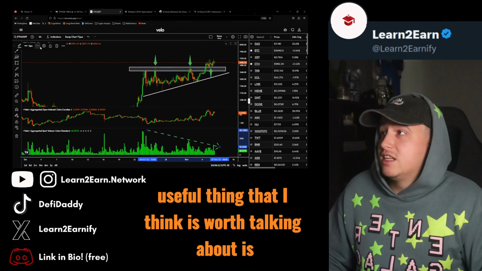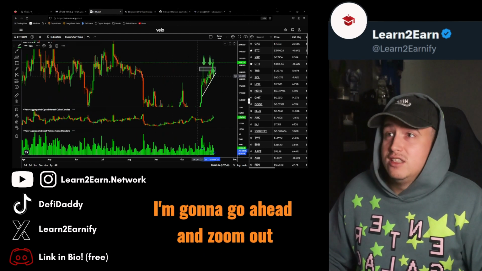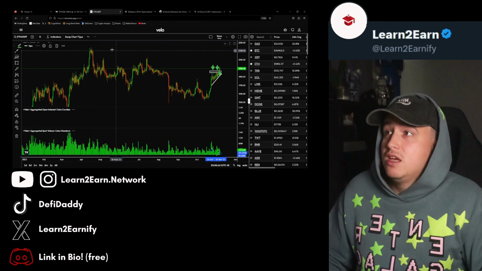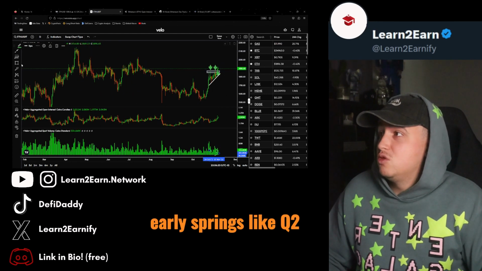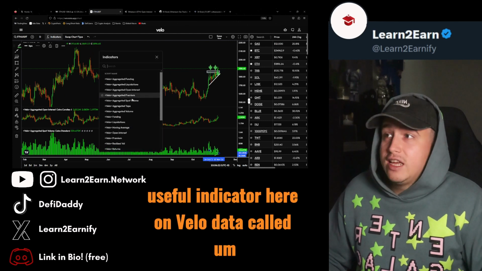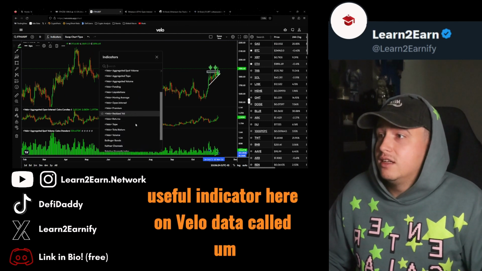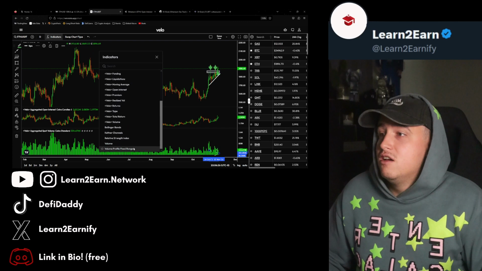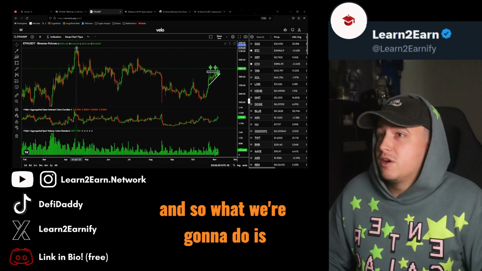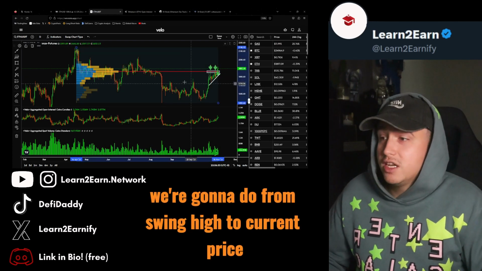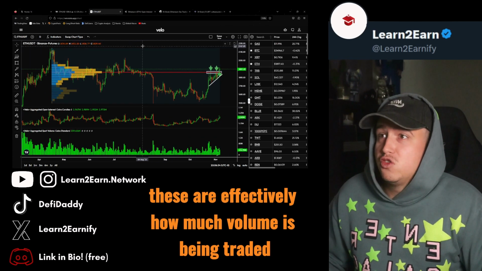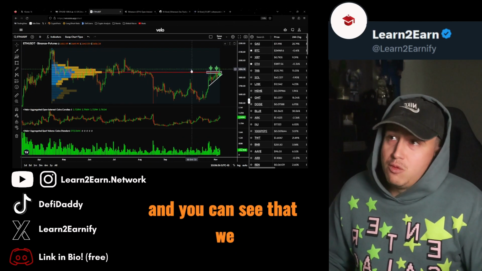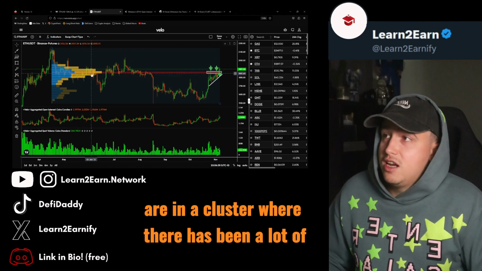Another useful thing that I think is worth talking about is I'm going to zoom out to the daily again. We're going to date back until early spring, so like Q2, and there's this useful indicator here on Velo data called volume profile fixed range. We're going to do it from swing high to current price, and it shows you these bars. These are effectively how much volume is being traded at what price, and you can see that we are in a cluster where there has been a lot of volume traded.